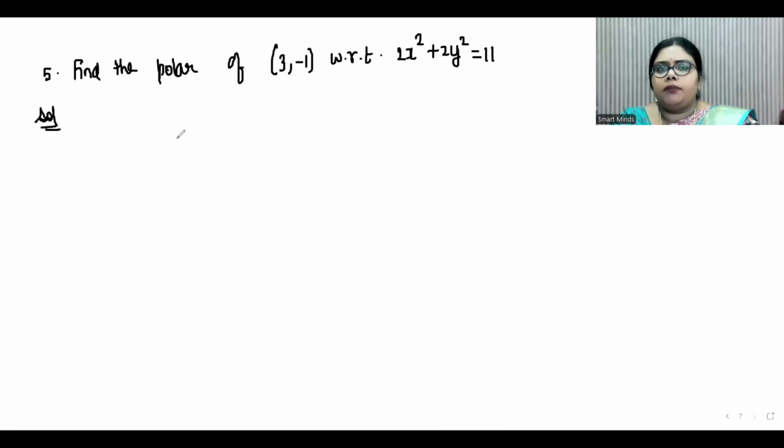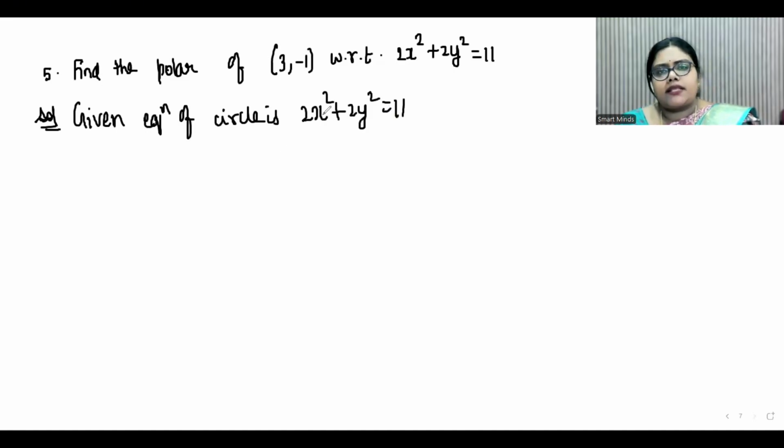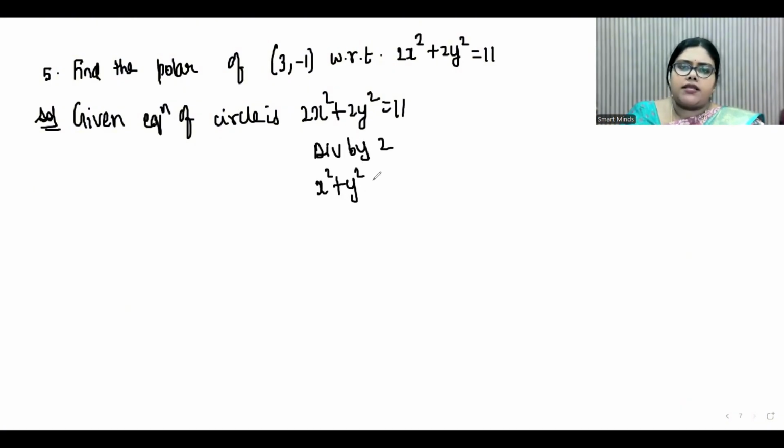Take the next question. Find the polar of 3 comma minus 1 with respect to 2x square plus 2y square is equal to 11. Now what is the given equation of the circle? Given equation of the circle is 2x square plus 2y square is equal to 11. Now you can see x square and y square have coefficient 2. So divide by 2 first. So you will get x square plus y square is equal to 11 by 2. Now it is in standard form. So center is 0, 0 and radius is root over 11 by 2.